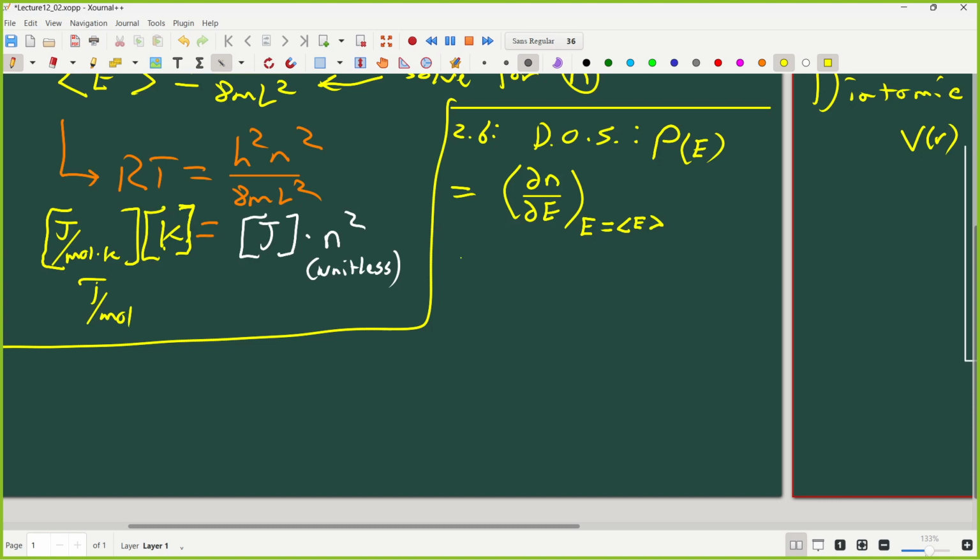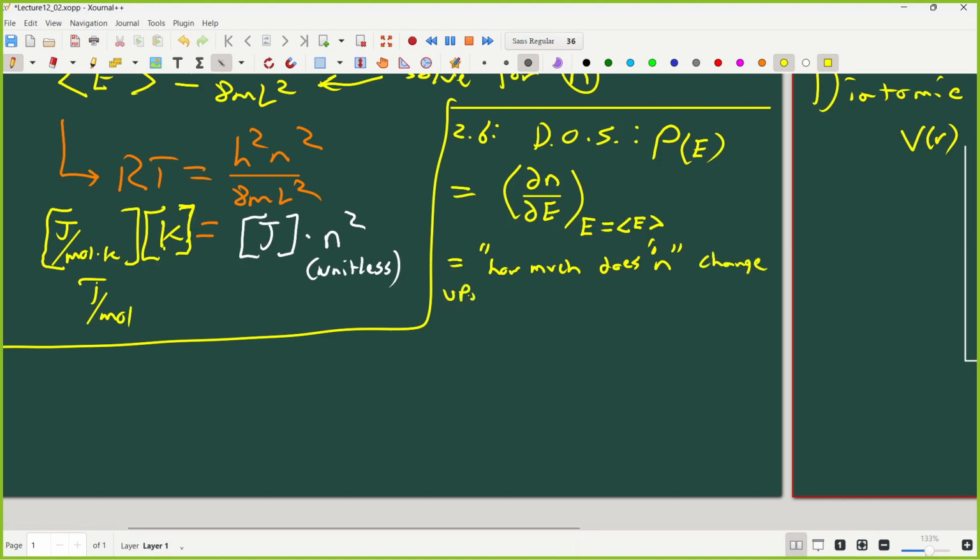So what is this physically? This is basically saying how much does n change? How much does the energy level change? Remember, n just tells us what the energy level is, upon changing energy by plus or minus 1 unit.